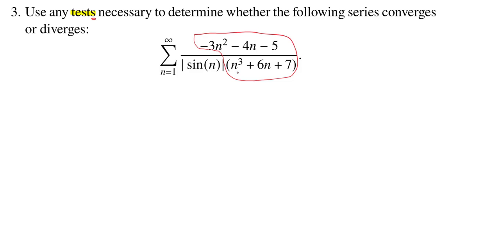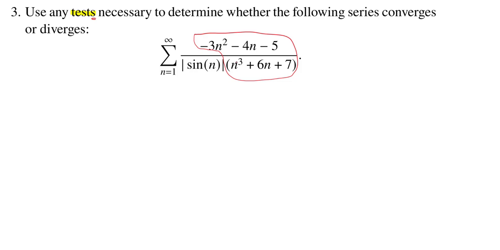And all I'm going to care about in the end is the highest degree terms. And I'm not even really going to care a whole lot about the constants. So I'm really thinking about n squared over n cubed. Now, n squared over n cubed is the same as 1 over n, and the series for 1 over n, it's the harmonic series, it diverges. So from the beginning, that's my expectation, right? I believe that this series diverges.